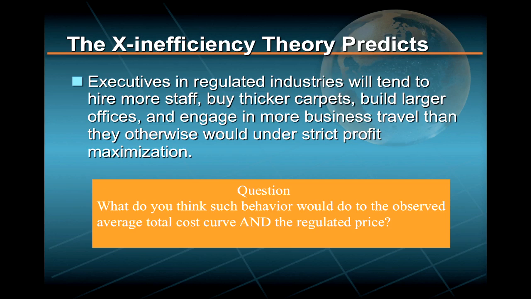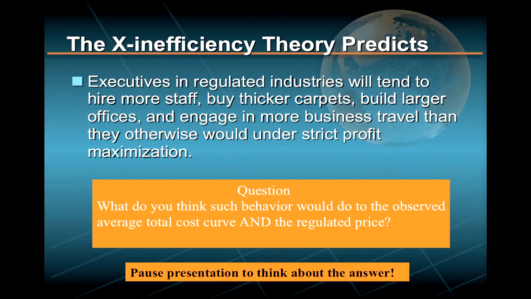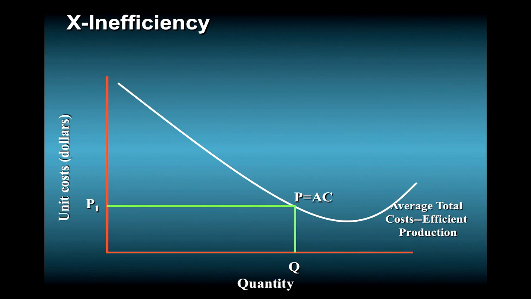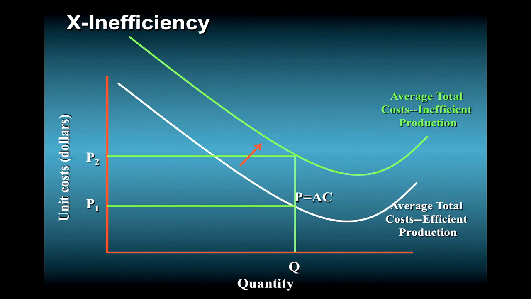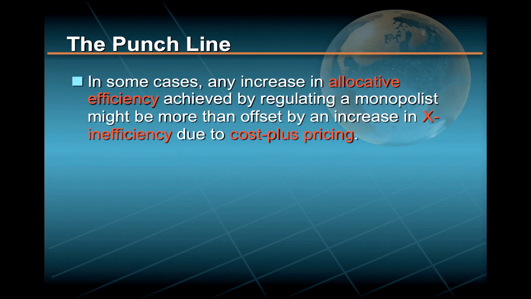In such a case, what do you think such behavior would do to the observed average total cost curve and the regulated price? That's right, it would raise the average cost curve and lead to a higher regulated price. Now, in the figure, the shaded rectangle is precisely the measure of x-inefficiency. It just means that firms are operating well above their potential ATC. Now here's the punchline. In some cases, it may well be that any increase in allocative efficiency achieved by regulating a monopolist might be more than offset by an increase in x-inefficiency due to cost-plus pricing. And there's another fine example of irony for Webster's dictionary.